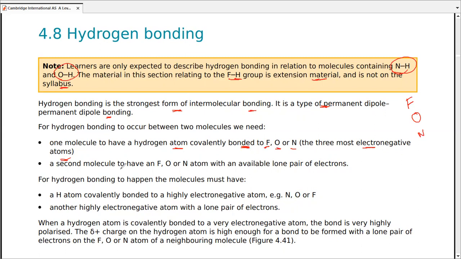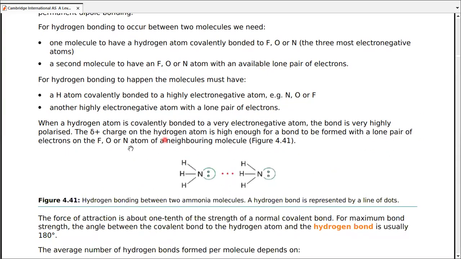All right. A second molecule also has to have an F, O, or N atom with available lone pairs of electrons. For hydrogen bonding to happen, molecules must have an H atom covalently bonded to a highly electronegative atom, another highly electronegative atom with a lone pair of electrons available. All right. Only then may hydrogen bonding occur. When a hydrogen atom is covalently bonded to very electronegative atoms, that means fluorine, oxygen, and nitrogen, the bond is very highly polarized. Why?